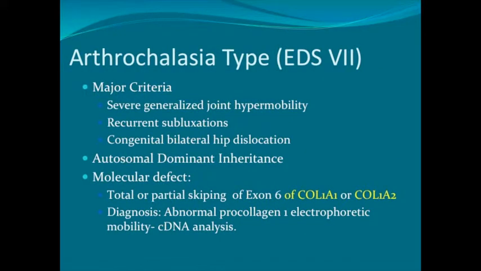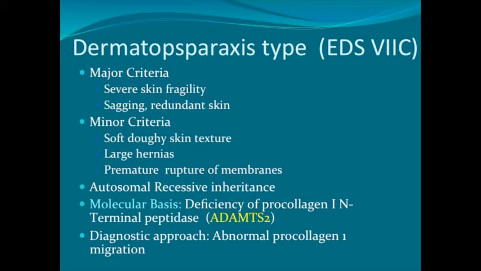The arthrochalasia type is a severe form due to collagen 1, but it's for a collagen 1 abnormal protein that is made. So it skips an exon, and therefore it's a collagen 1 that has a different function than what it should have. And the dermatosparaxis type has the severe skin fragility with sagging, redundant skin, and this is the one that's due to mutations in the enzyme that clips the collagen fibers, the procollagen, and converts it into mature collagen.